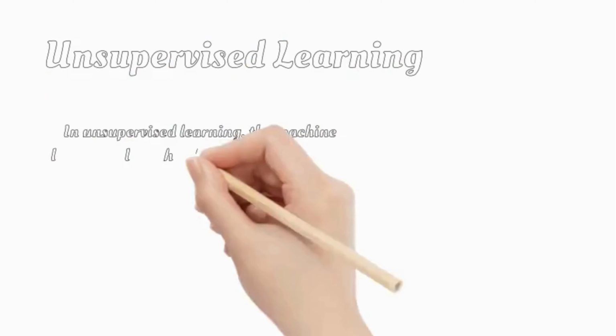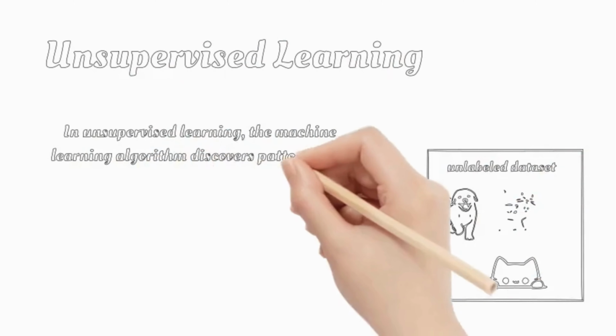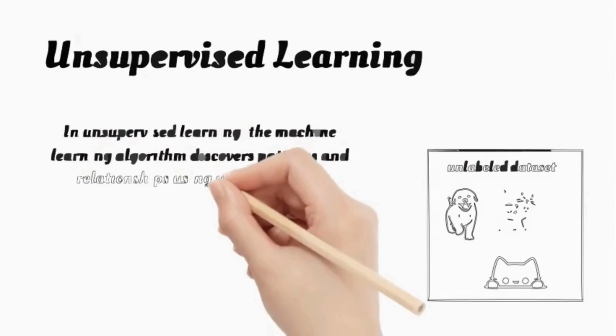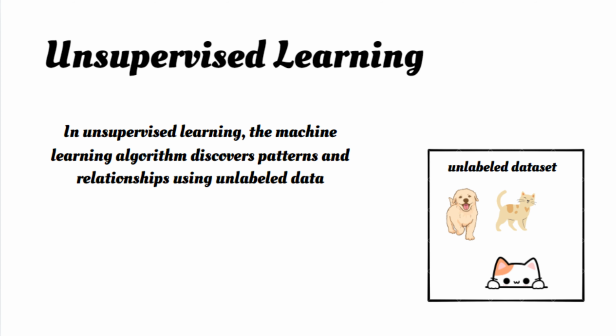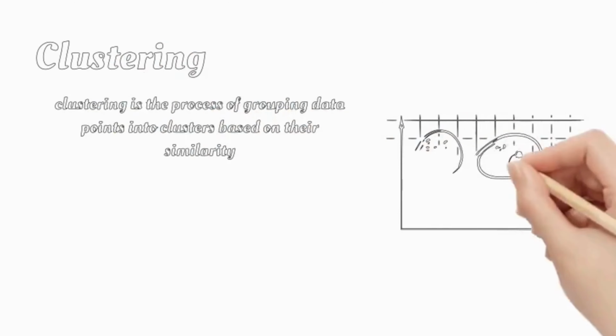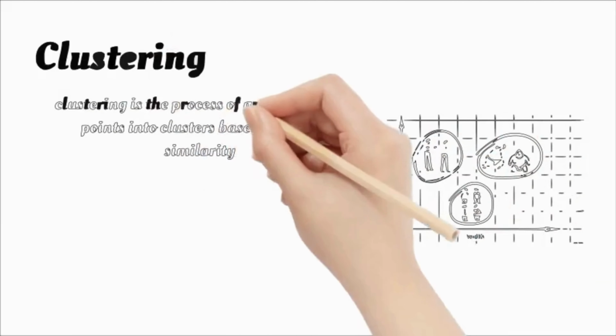Unsupervised learning. In unsupervised learning, the machine learning algorithm discovers patterns and relationships using unlabeled data. There's no guide or answer key. It's like a detective sorting clues without knowing the outcome. A key technique here is clustering, which is the process of grouping data points into clusters based on their similarity.